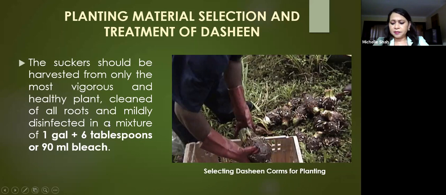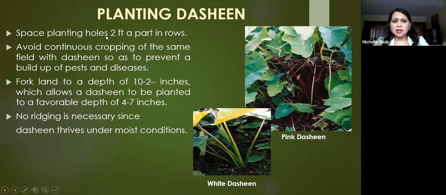Planting dasheen. Space the planting holes 2 feet apart in rows. Avoid continuous cropping of the same field with dasheen so as to prevent buildup of pests and disease. Fork the land to a depth of 10 to 20 inches, which allows dasheen to be planted at favorable depths of 4 to 7 inches, and no ridging is necessary since dasheen thrives under moist conditions. So we don't need to plant in any ridges. They are just planted on the flat surface of the soil as moist conditions are best suited for dasheen.